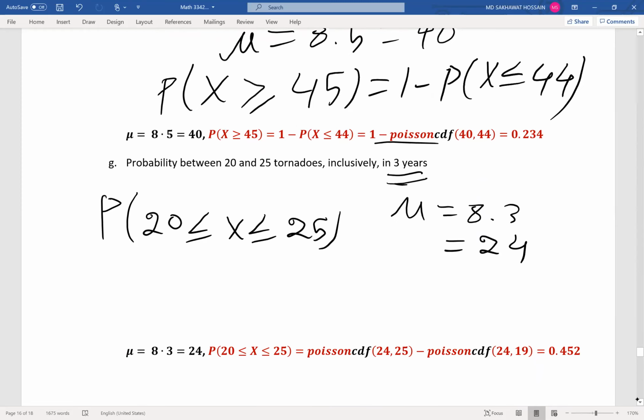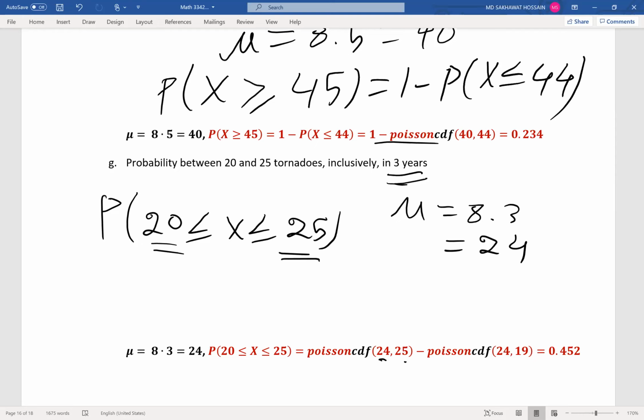So that means x is greater than or equal to 20 and less than or equal to 25. So this means the Poisson CDF (24, 25), minus the Poisson CDF (24, 19), because we want numbers from 20 to 25.